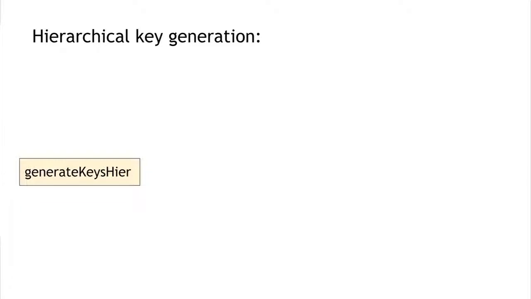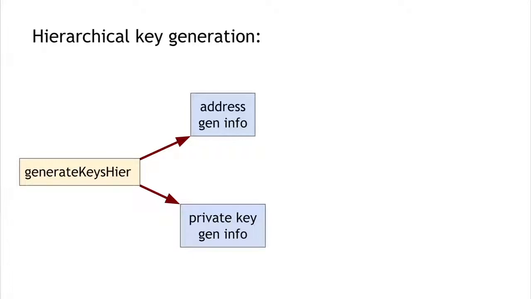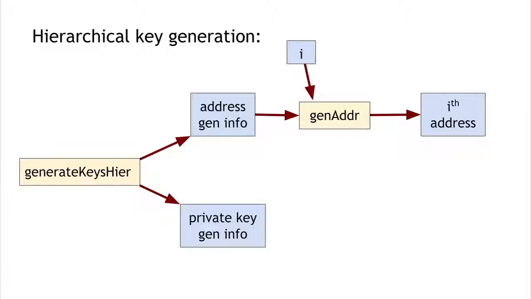Rather than just doing generate keys, we do a hierarchical key generation operation. And this generates two things. Rather than an address, it generates what we'll call address generation info. And rather than generating a private key, it generates what we'll call private key generation info. And now we can take this information and generate multiple keys. For example, given the address generation info, we can apply a gen address operation and give it the address generation info and some integer i. And that will generate the ith address in a whole series of addresses. And we can do this for any integer i. Any integer i, we can generate the ith address in the sequence given only that integer and the address generation info.